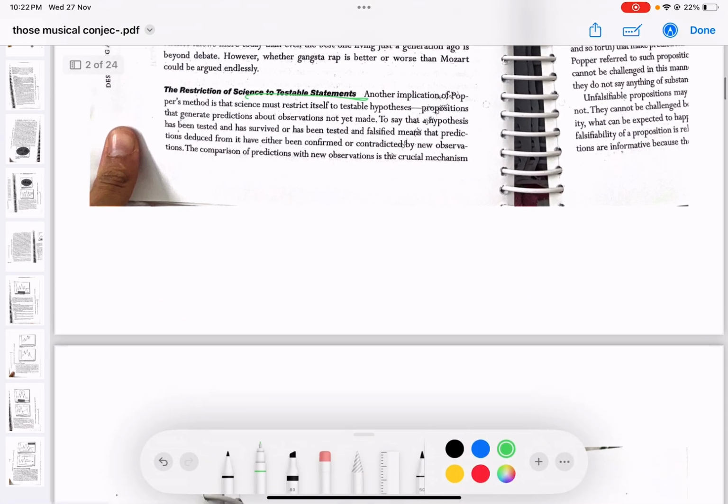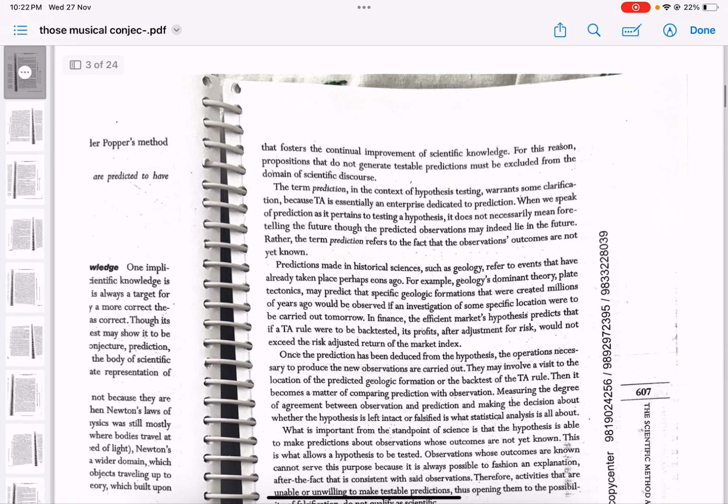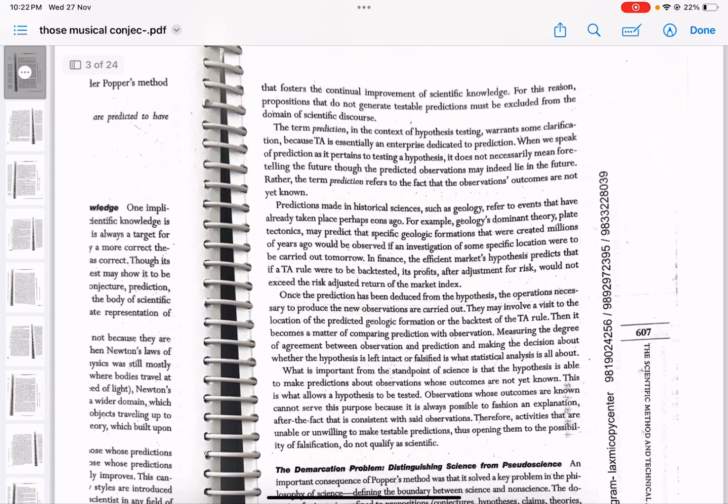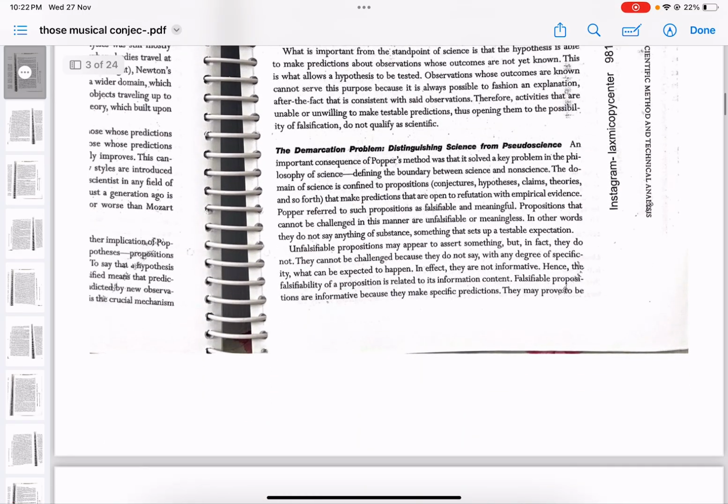Restriction of science to testable statements. Now, you need the hypothesis to be testable. If the hypothesis is not in a testable formulation, then you cannot do any sort of prediction, right? So it needs to be in a testable format. So, that is one thing.